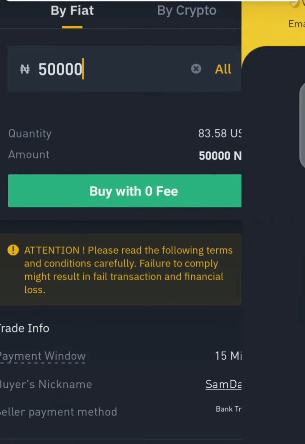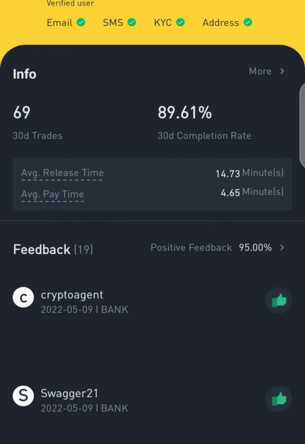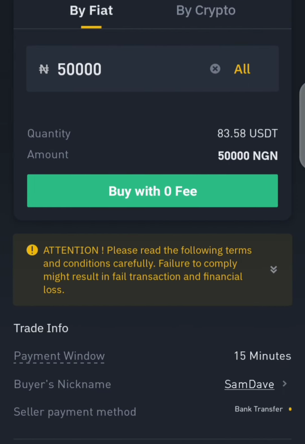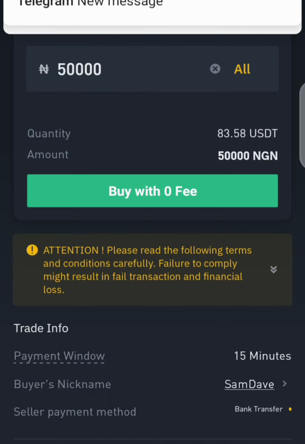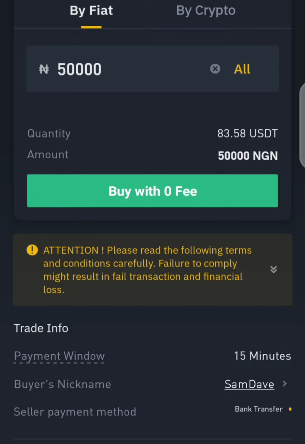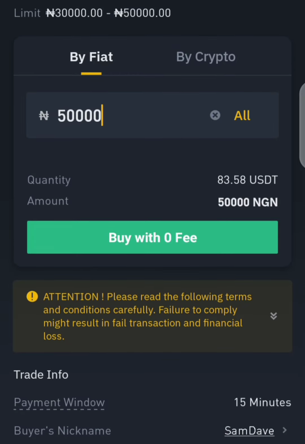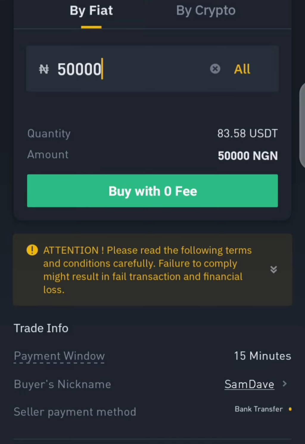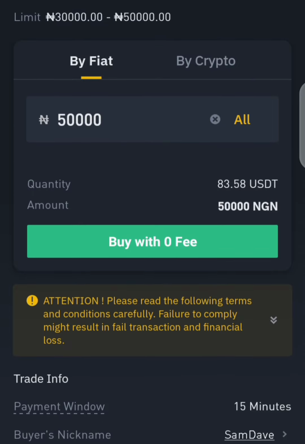Then if you want to check about Sam Dave, you can click on Sam Dave's details and check. But I think I've explained all of that already. 39 trades, 89.61%, and the rate of completion is there. So if you want to get more information about him, you can click below Sam Dave. At the bottom, under the 15 minutes, you see Sam Dave. Then next, you see seller payment method. That is transfer. Then next, you see his terms and all of that. If you want, you can click and have more details.